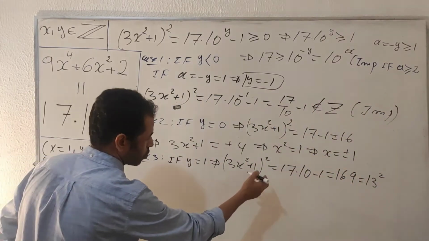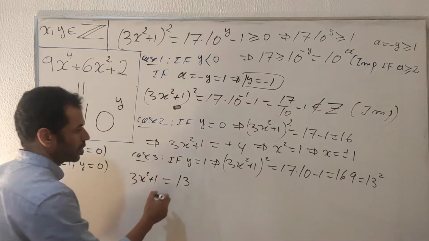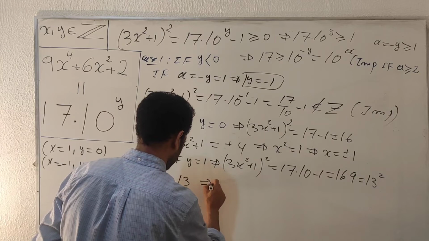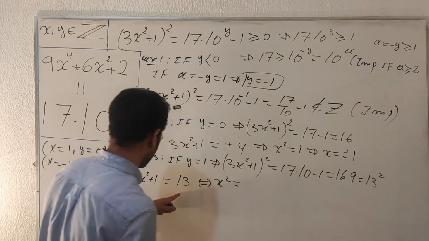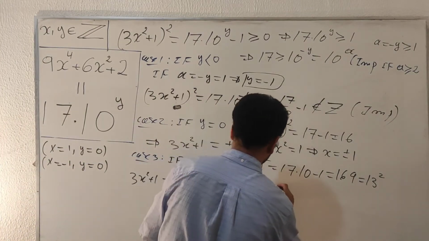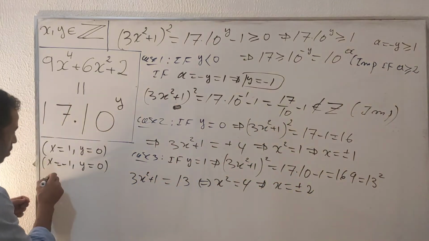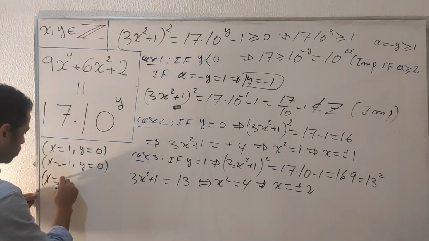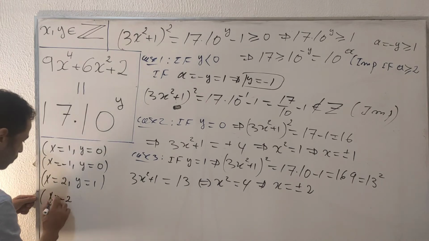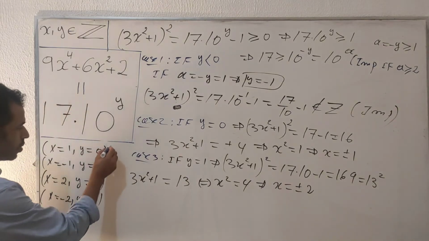So, taking the square root on both sides, I get 3x squared plus 1 equals 13. We are not taking the minus sign because this one is positive. Let's move the 1 to the right. I get 3x squared equals 13 minus 1, which is 12, and 12 over 3 is 4, so x squared equals 4. Taking the square root on both sides, I get x equals plus or minus 2. So I get the second obvious solution: x equals 2 corresponding with y equals 1, and also x equals minus 2 corresponding with y equals 1. Okay, I have extracted the 4 solutions.